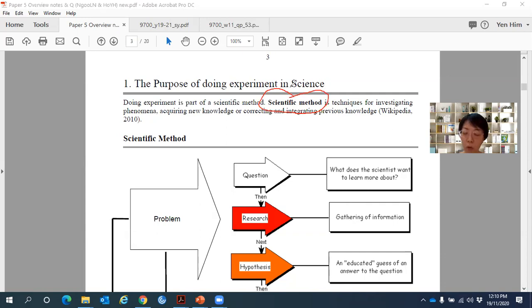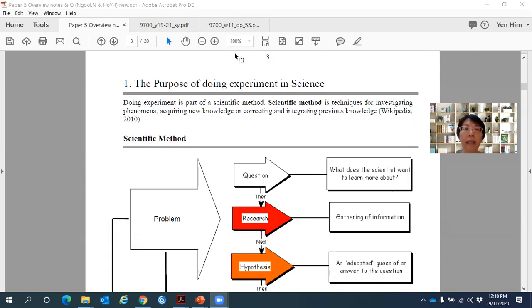So I'm going to bring it through with you again, because you already learned it in your secondary school, but this is a very important foundation. So I will go through it again so that you know what you are actually doing when you do an experiment. Okay. So in science, we're talking about learning about the nature. We want to learn about the laws of nature, how things work in the nature. So there will always be questions, okay? Questions about how things work. So what does the scientist want to learn more about from the nature? So there's a question there.